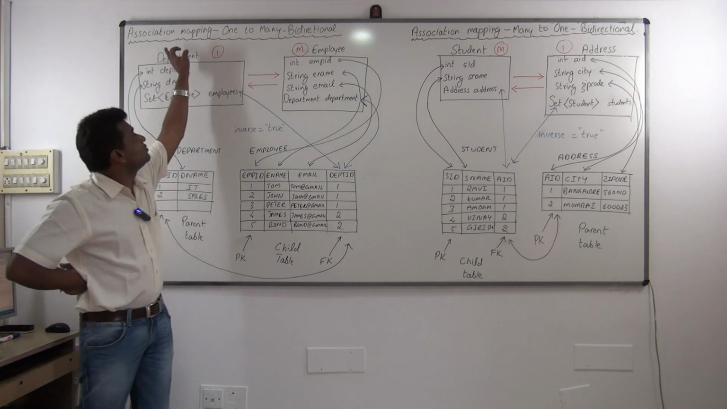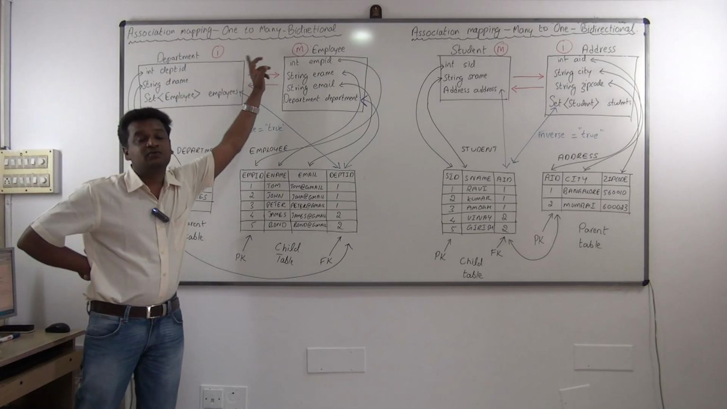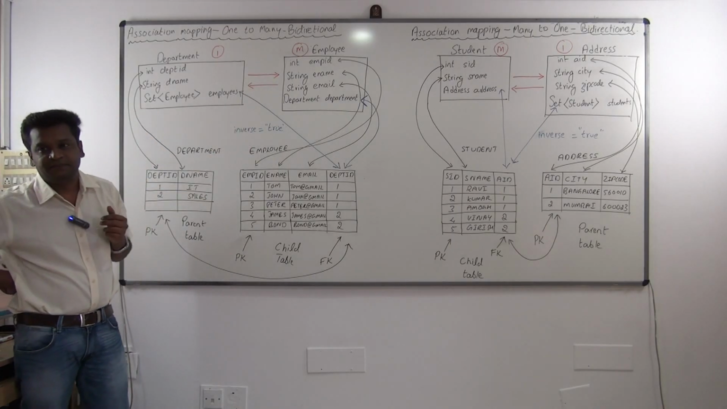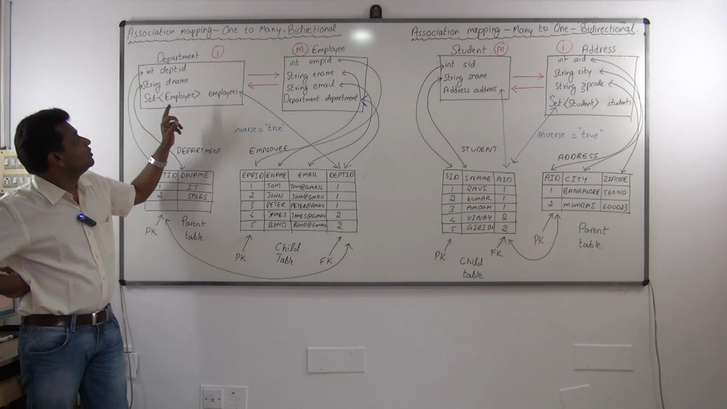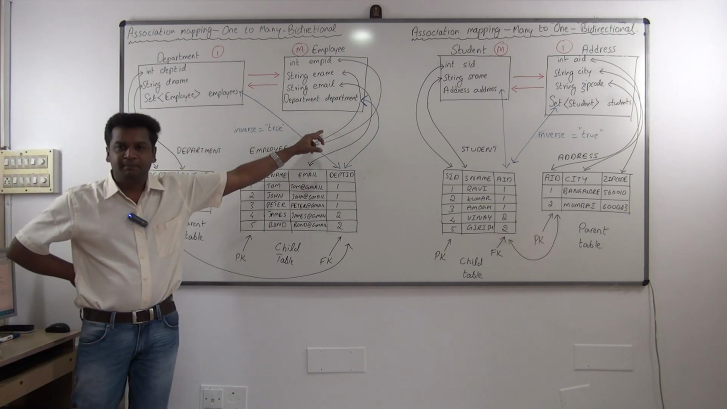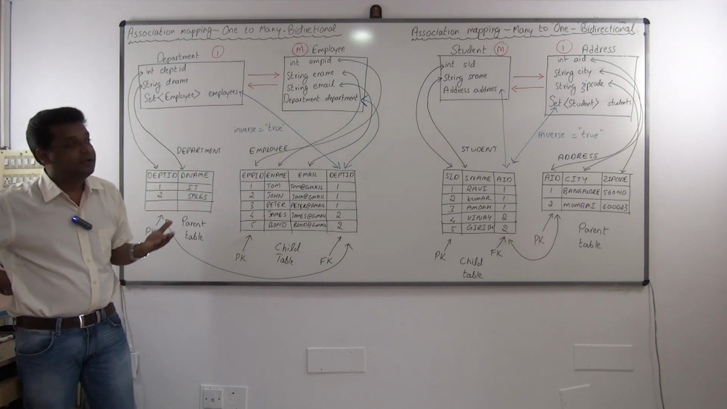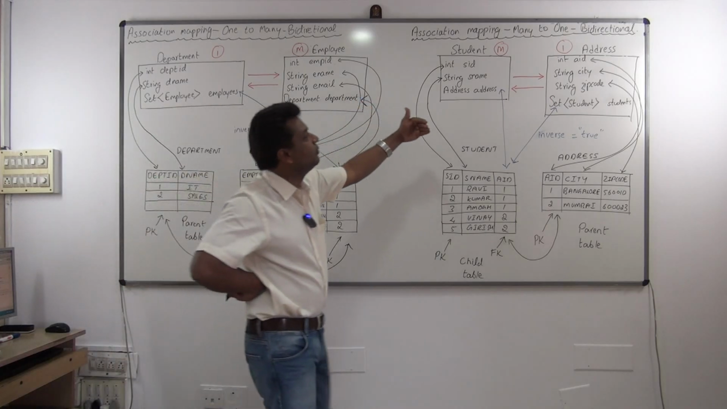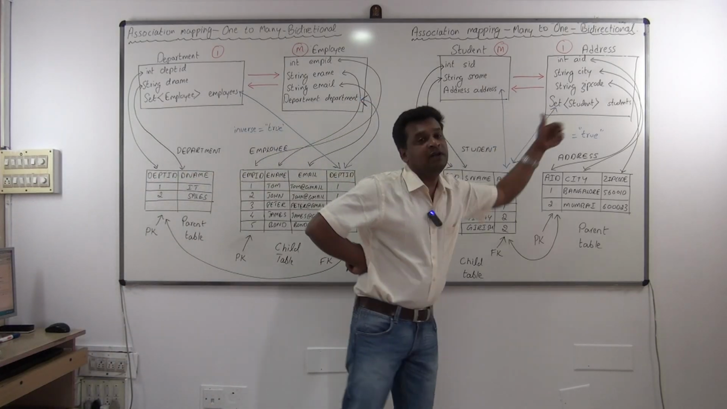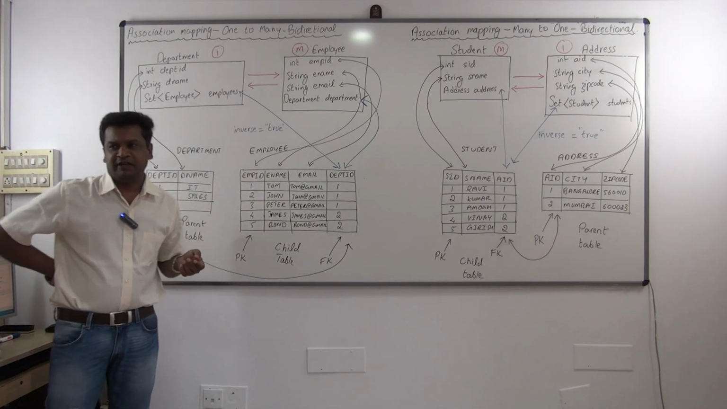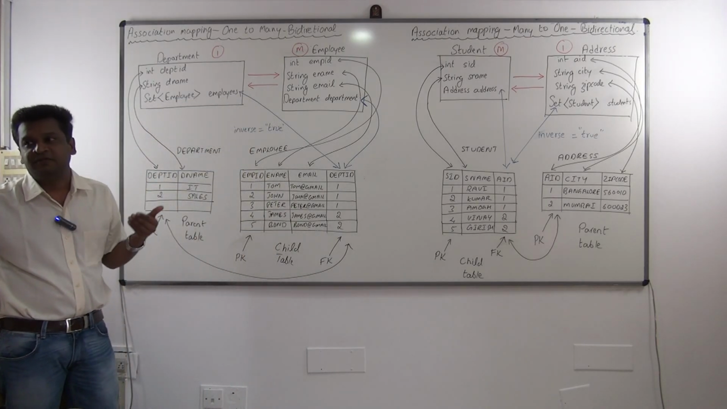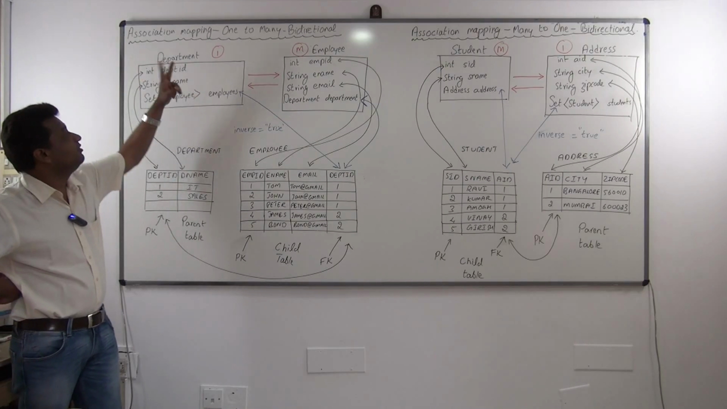Then, association mapping you understood. Now what is one-to-many? That is cardinality, meaning number of occurrences. So one department can have many employees. That is cardinality. And there you can see many-to-one: many students have one address, meaning many students are staying in one hostel or PG, something like that. So that is cardinality, number of occurrences. So we are clear with these two terminologies.